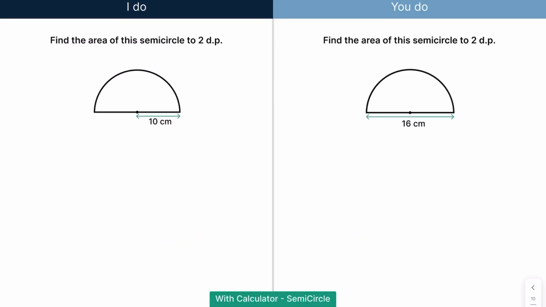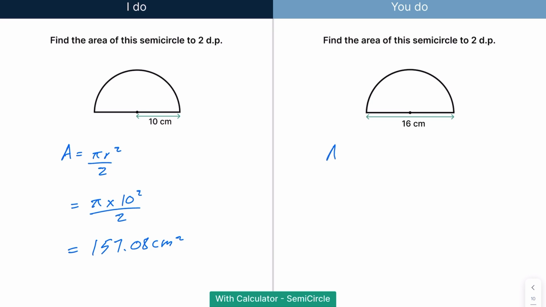Now moving on, we are looking at finding the area of a semicircle. So a semicircle is just half of a circle. So if the area of a circle is pi r squared, the area of a semicircle is just a half of that. So again, we do the same thing. So we do pi times radius squared, and we divide the whole thing by 2. So if I now type that into my calculator, it'll be pi times 10 squared, and divide the whole thing by 2, I get an answer of 157.08 centimeters squared to 2 decimal places.